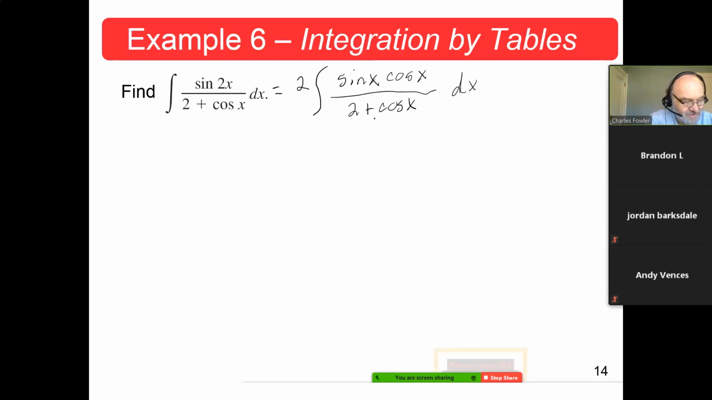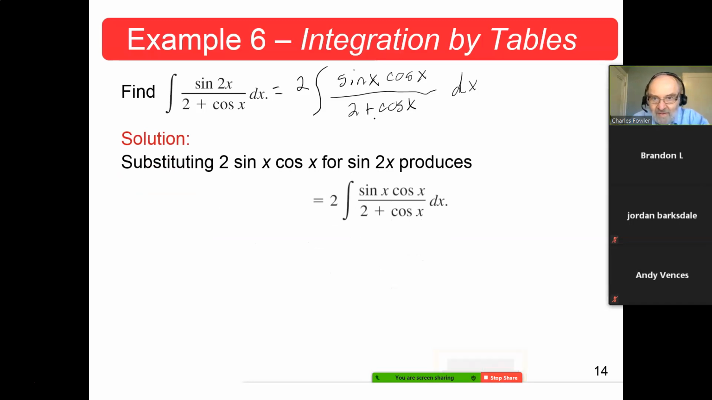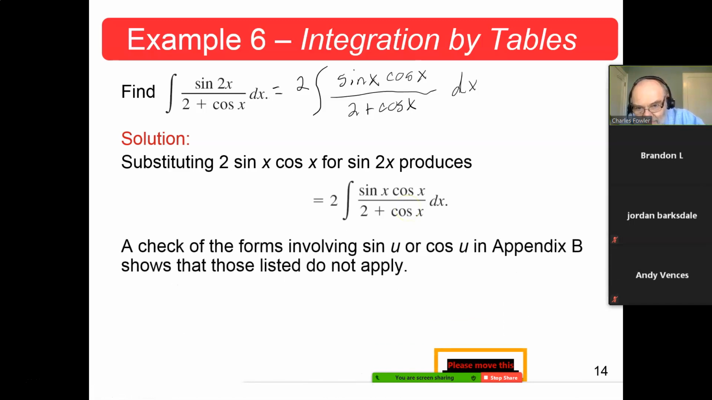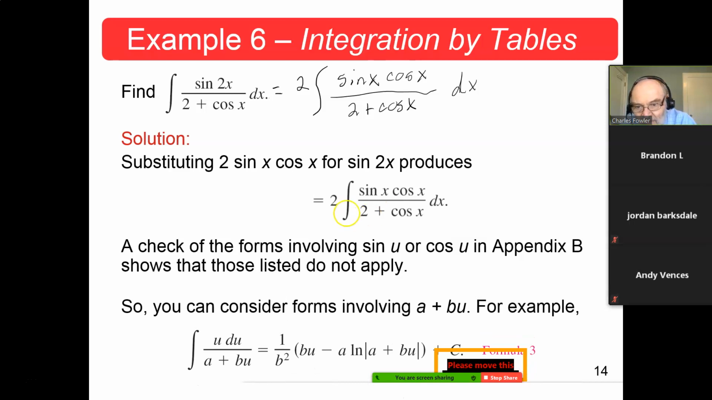So I do think we probably still have some work to do. Well, let's let them do the talking for us. Okay, we've already done this part. And now we got something looking just like this. This form right here, though, is not in the tables. We just noted that. So what do we do next? A check of the forms involving sine and cosine in Appendix B show those listed do not apply. Now, suppose you consider forms involving a plus bu. That's kind of what we've got down here, but it's definitely not what we've got up here.